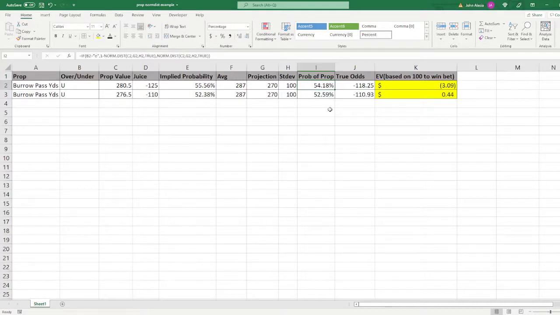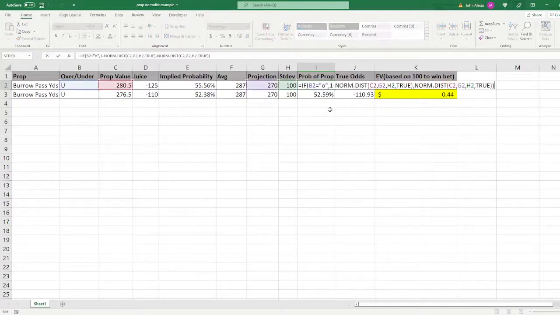So we're going to do normal distribution. Now, this is based on whether or not it's over or under. I'm doing a simple if statement, but don't get yourself too worked up or confused over that. We're going to use the second one because this is an under bet. So we're using the second half of this if. So it's a normal distribution of C2, right? So C2 is the X value.